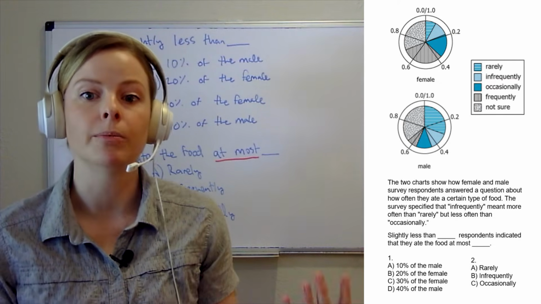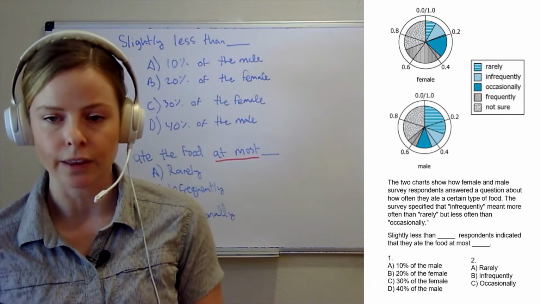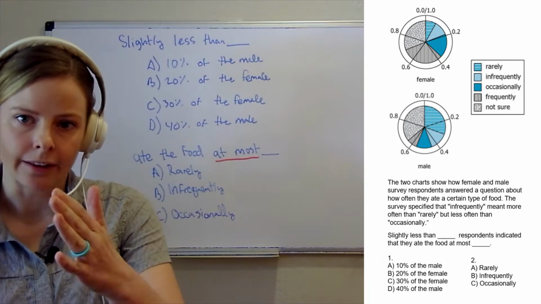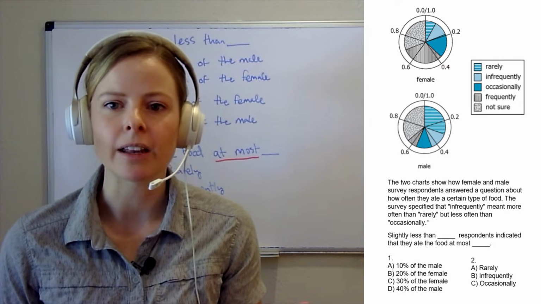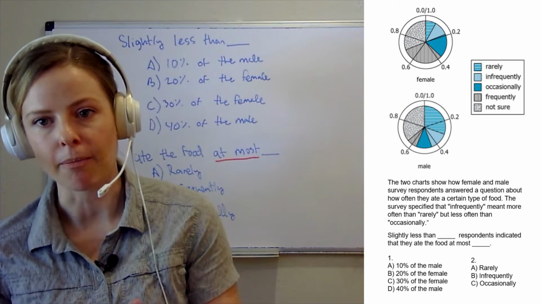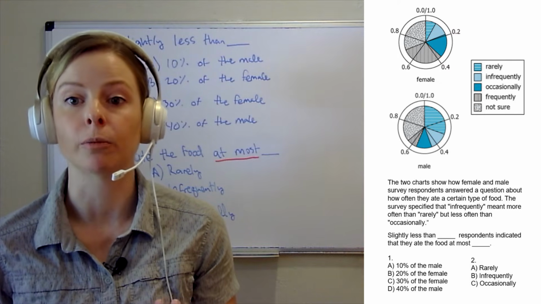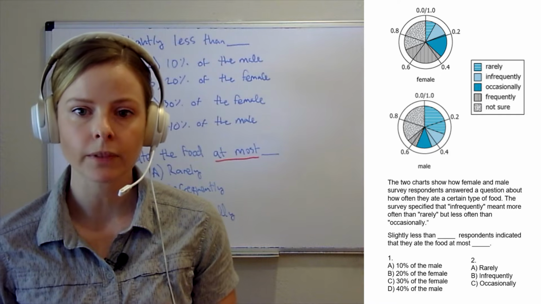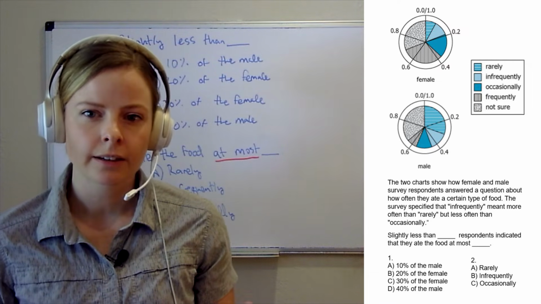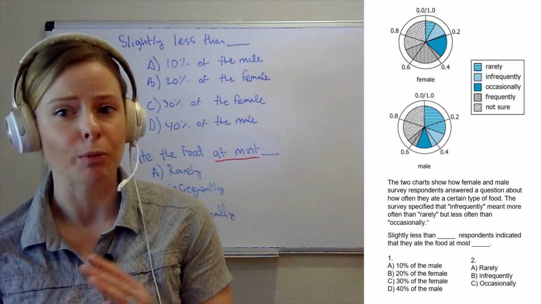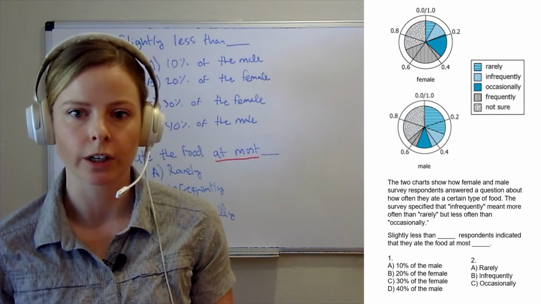So slightly less than some percent of respondents indicated that they ate the food at most rarely. So for our women, if you look at that chart, maybe 8% said that they ate rarely. And then for our men, we see that we've got about 30% saying that they ate at most rarely. So A, 10% of the male eating at most rarely? Nope, way more than that, 8 rarely, so that doesn't work.